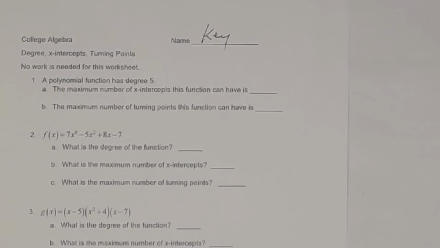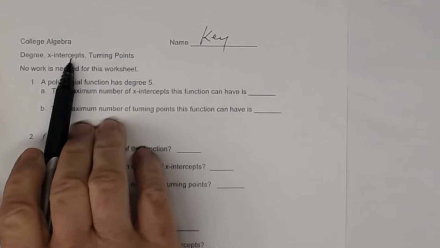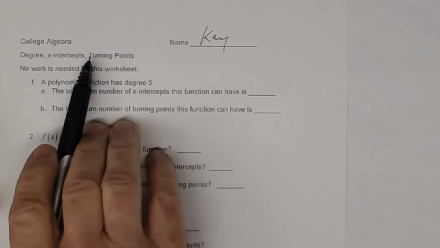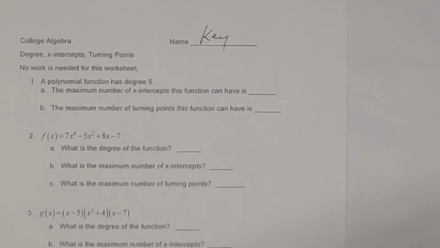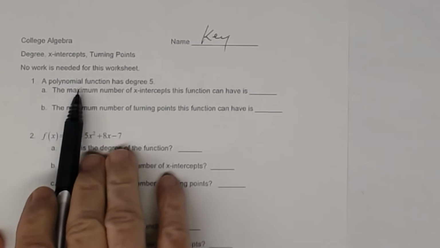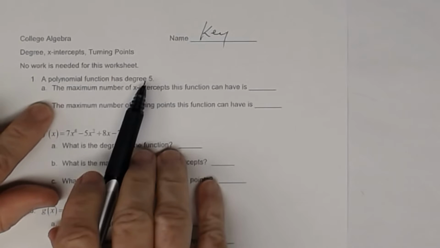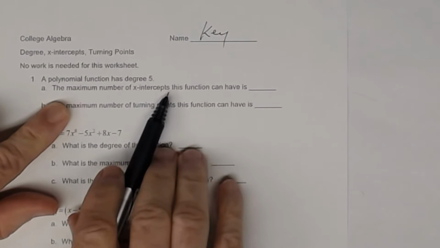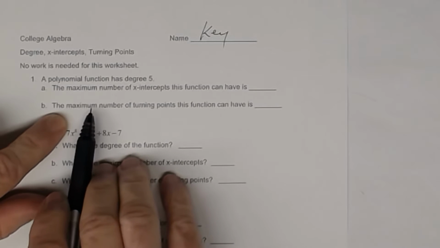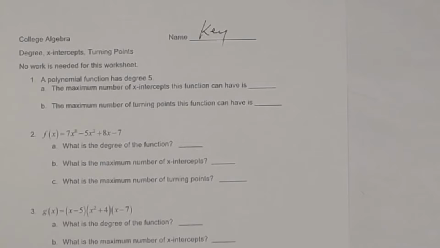This is a key to the worksheet on the relationship between the degree of a polynomial, the number of x-intercepts, or the maximum number of x-intercepts, and the maximum number of turning points. So number one, you're told that a polynomial function has degree 5. And parts A and B talk about the maximum number of x-intercepts this function can have, and the maximum number of turning points this function can have.